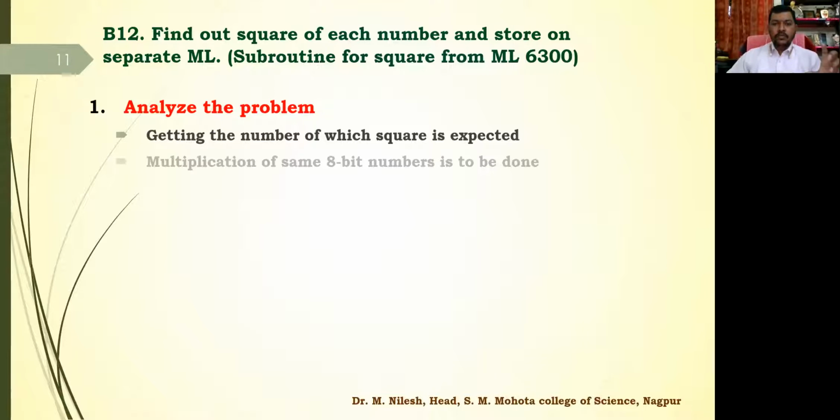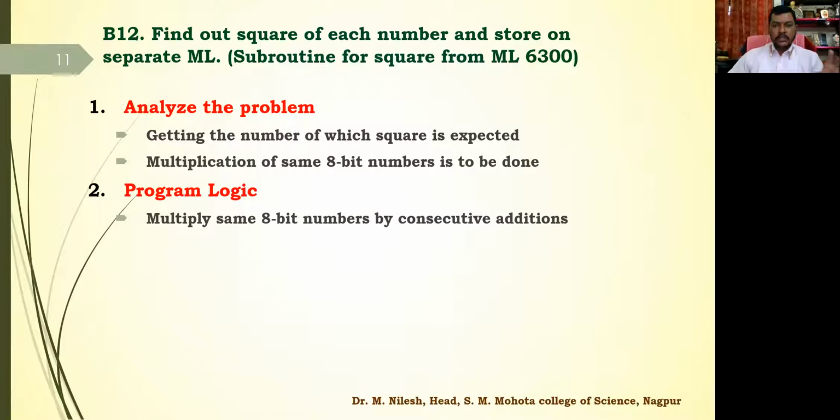So getting the number of which the square is expected, multiplication of the same 8-bit numbers is to be done, carry is to be stored, and this is the logic that we have already studied, that we have to multiply 8-bit numbers by consecutive additions, and then the result is to be stored in two consecutive memory locations.